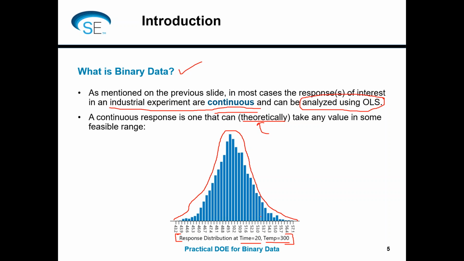I can get lots and lots of different values between some low and some high. And ideally we'd like these to be bell-shaped, or at least approximately bell-shaped after transforming.